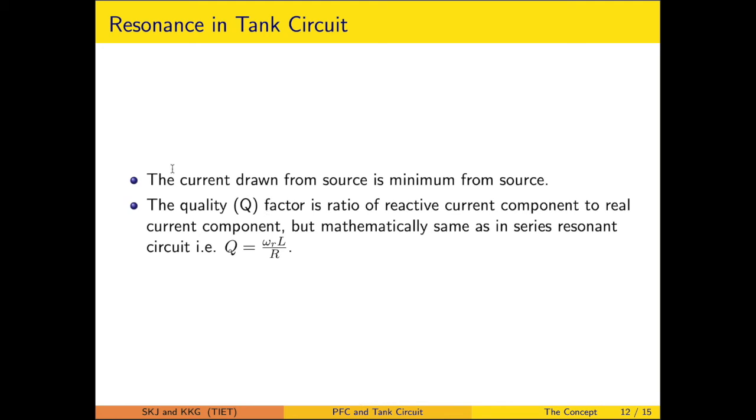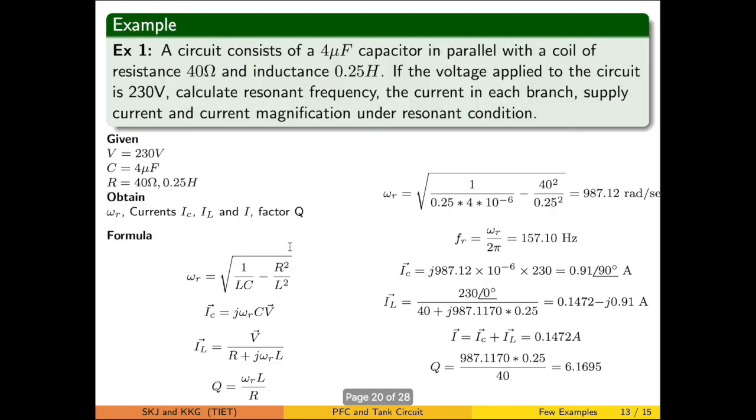Now the resonance is also suggesting that it is a parallel resonance condition. So the current drawn from the source is minimum, that we have seen through the various cases. Only the real current component is drawn, the reactive current component is getting compensated. So quality factor here is the ratio of reactive current component to the real current component, but mathematically the same expression is obtained as we discussed previously.